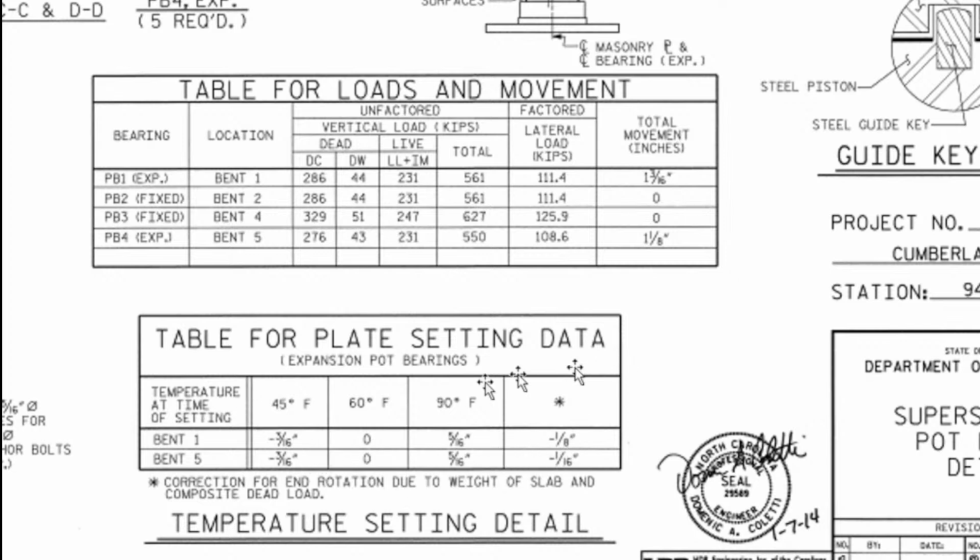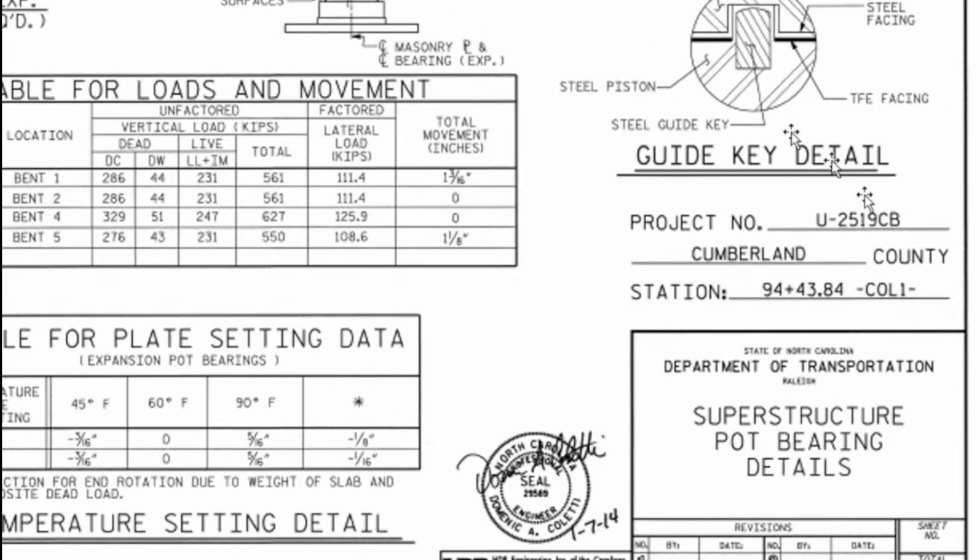Okay. So what is the asterisk? Asterisk is the correction for end rotation due to wave tube slab and composite dead load. Okay. So it's very clear. Every information is now clearer. Okay, let's take a look at the last portion of the last slide. Guide key detail. Guide key. This is what we meant by guide key.